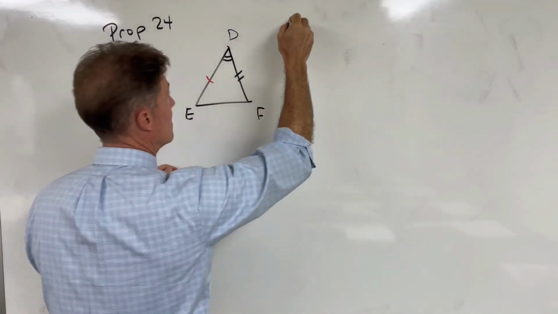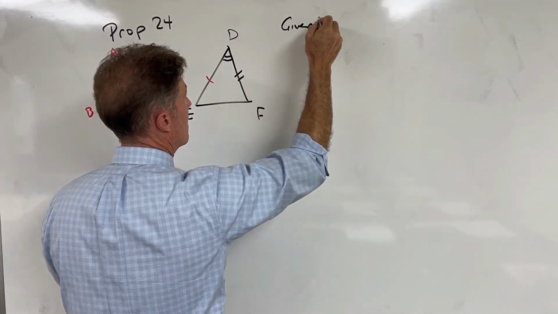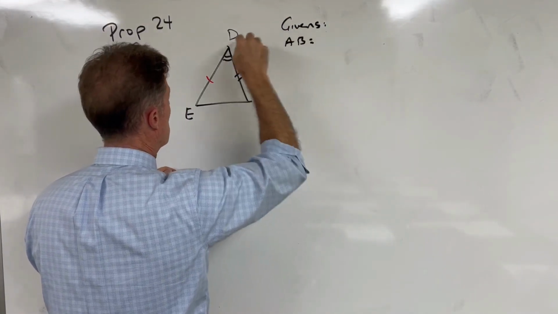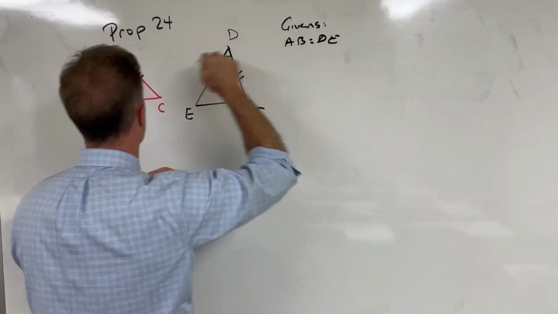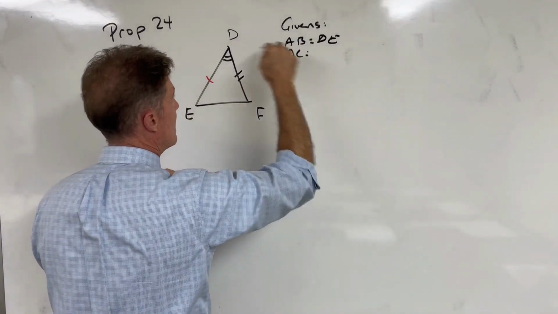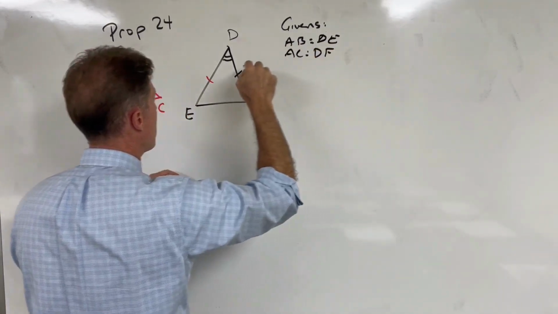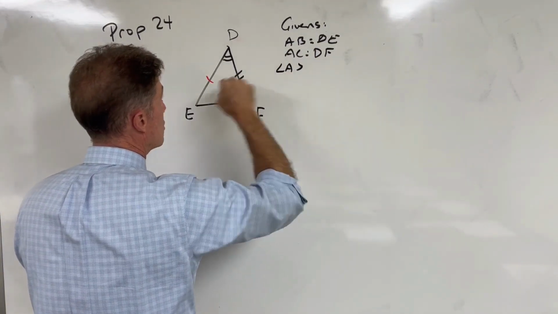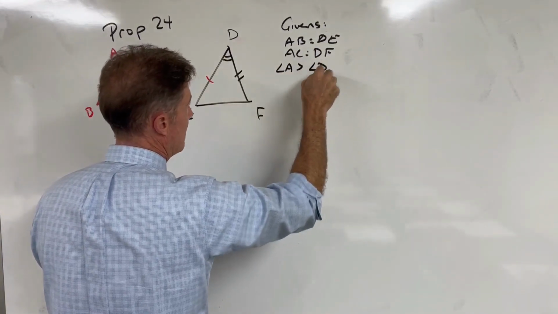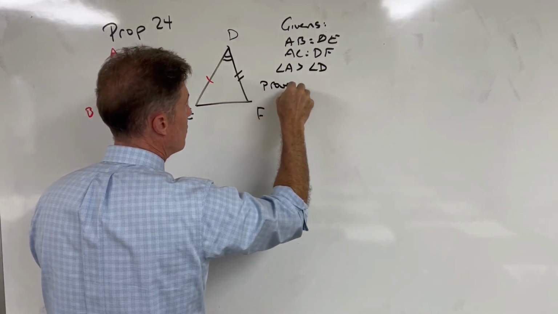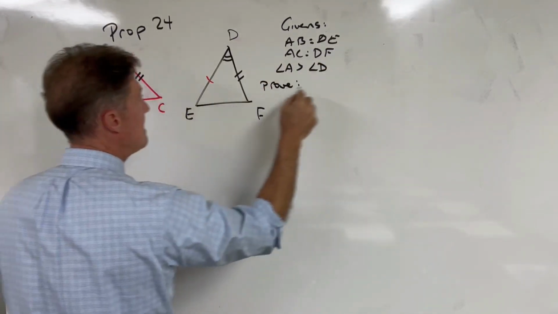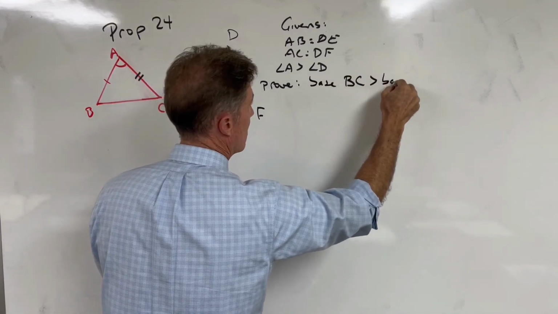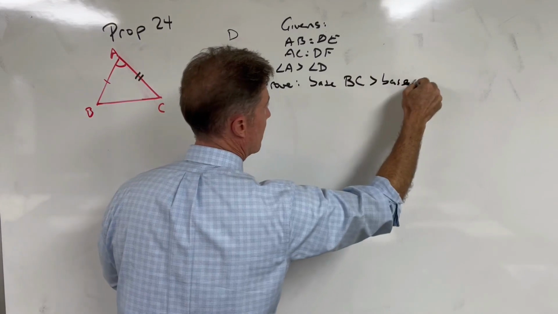So here are our givens. We're given that AB is equal to DE, that AC is equal to DF, and that the angle at A is greater than the angle at D. From that, we're going to prove that base BC is larger than the base EF.